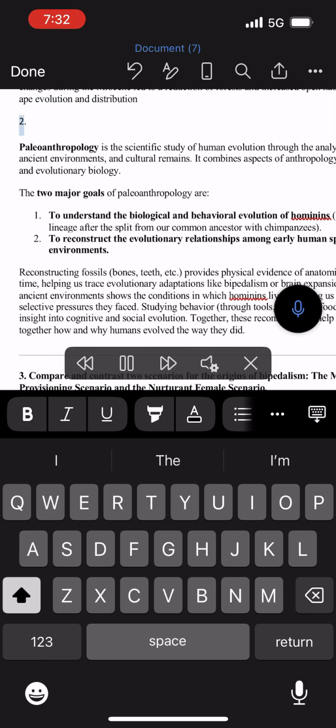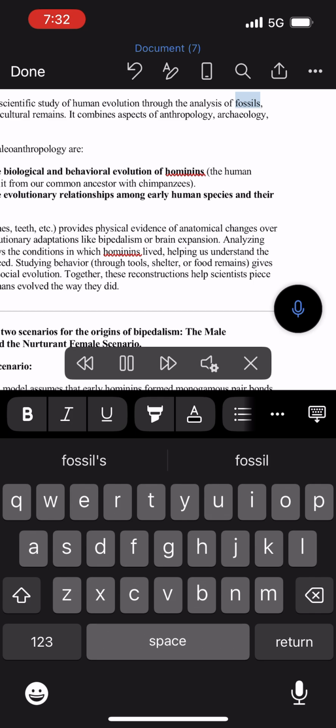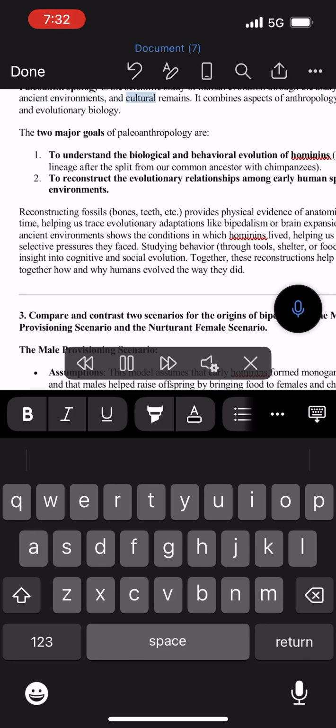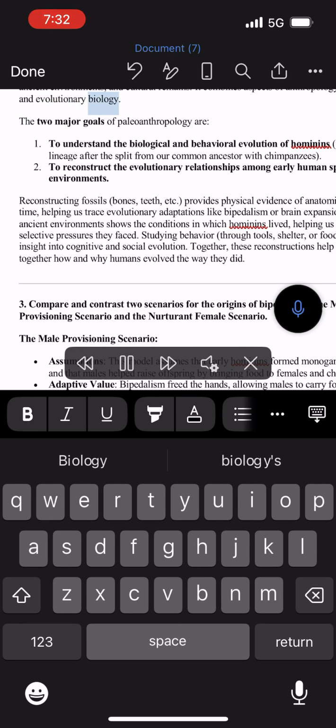2. Paleoanthropology is the scientific study of human evolution through the analysis of fossils, ancient environments, and cultural remains. It combines aspects of anthropology, archaeology, and evolutionary biology.